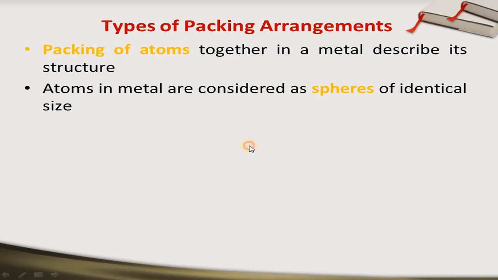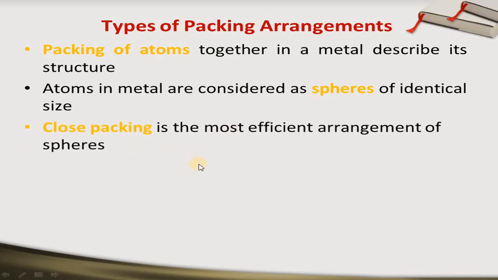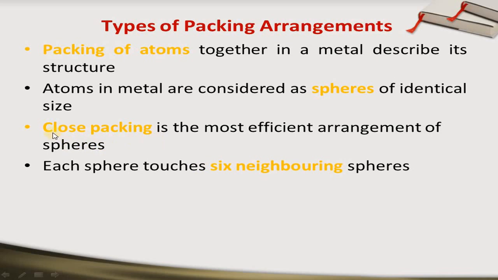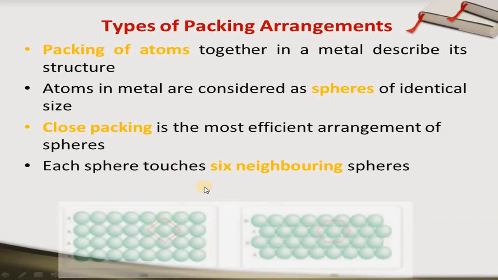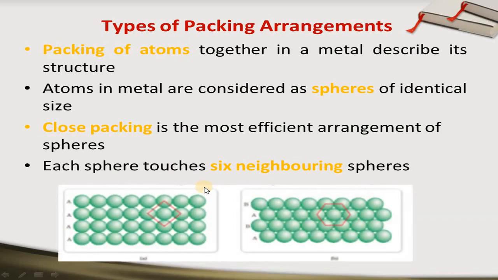In this closed packing, which is the most efficient arrangement of the spheres, each sphere touches 6 neighboring spheres. Now have a look at this figure, so it will be clear to all of you what the difference is between an open packing and closed packing. This is the open packing arrangement, and this is the closed packing arrangement.